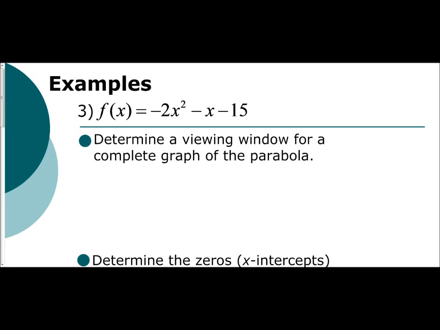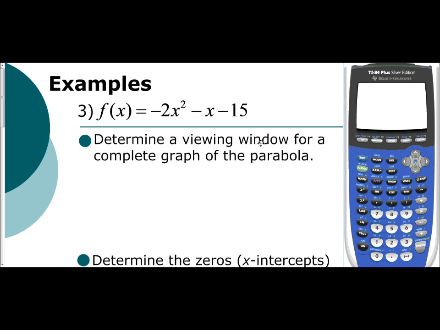In the following video, we're going to examine how to graph the function y equals -2x squared minus x minus 15, and we're going to use our graphing calculator for this. We're going to find the vertex and the zeros, graph it, and state the solutions and the number of them. So let's put it in our calculator.